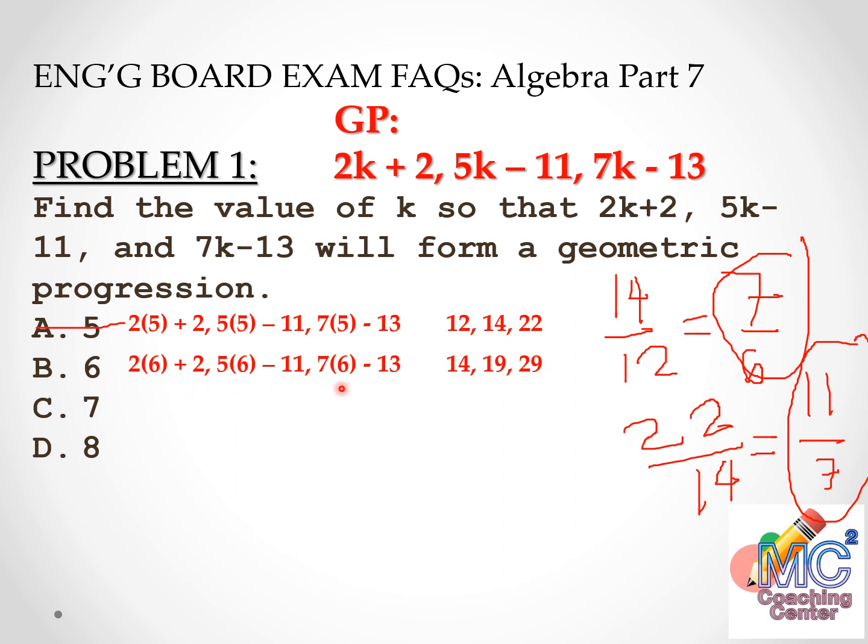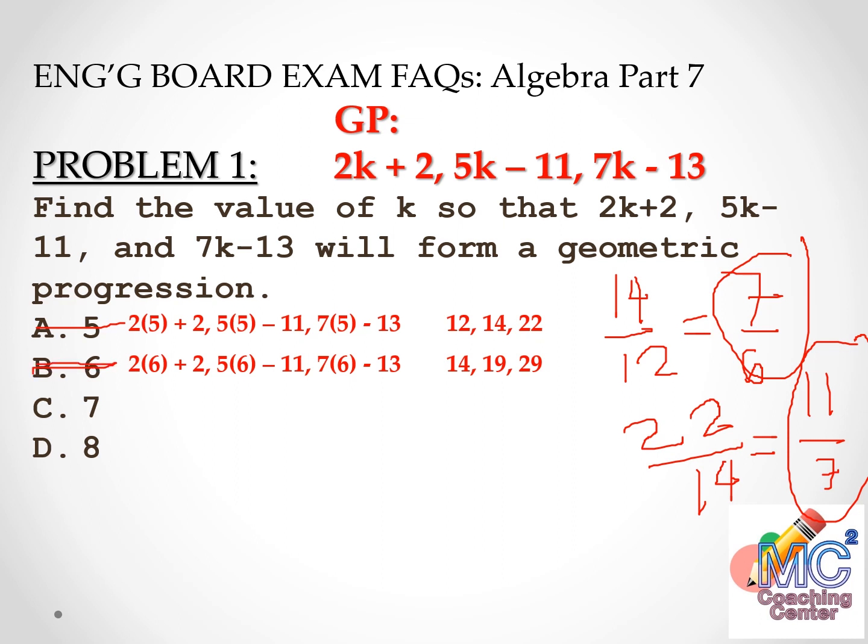Yung K natin dito is 6, kaya naging puro 6 to siya. 12 plus 2, that is 14. 5 times 6, 30 minus 11, that is 19. And 7 times 6, 42 minus 13, that is 29. Ang tanong, makaka-form ba ng geometric progression? Hindi rin. Kasi yung 19 over 14 is not equal to 25 over 19. So, therefore, hindi po siya maka-form ng geometric progression.